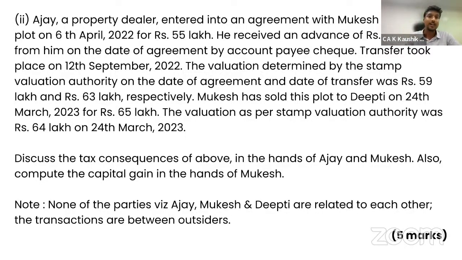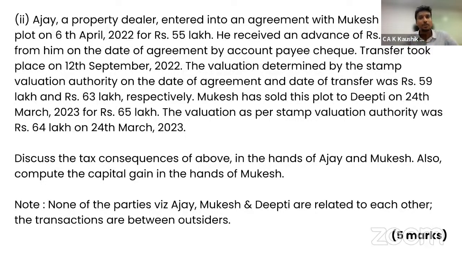Ajay is a property dealer. Mukesh is buying from Ajay, and Mukesh is selling to Deepti. And these two are not property dealers, they are individuals. For Ajay, it is a business income. For Mukesh, it is a capital gain that we'll have to compute. Discuss the tax consequences of the above in the hands of Ajay and Mukesh. Also compute the capital gain in the hands of Mukesh.